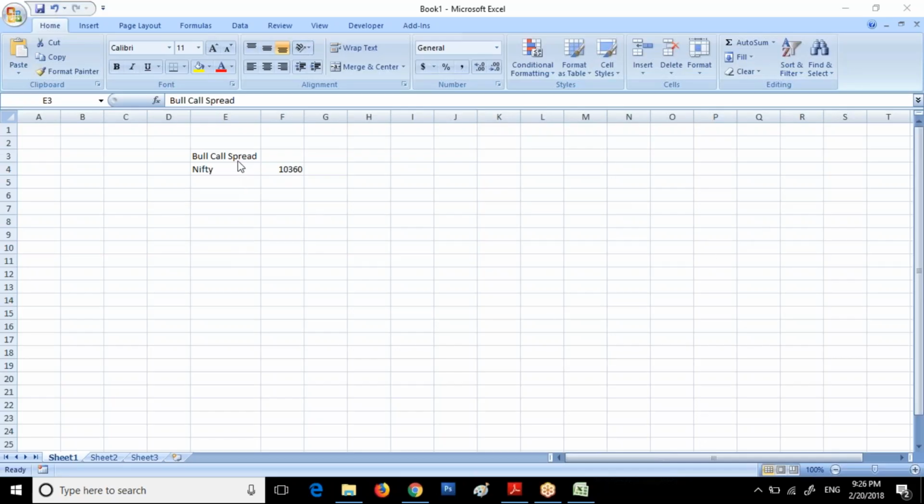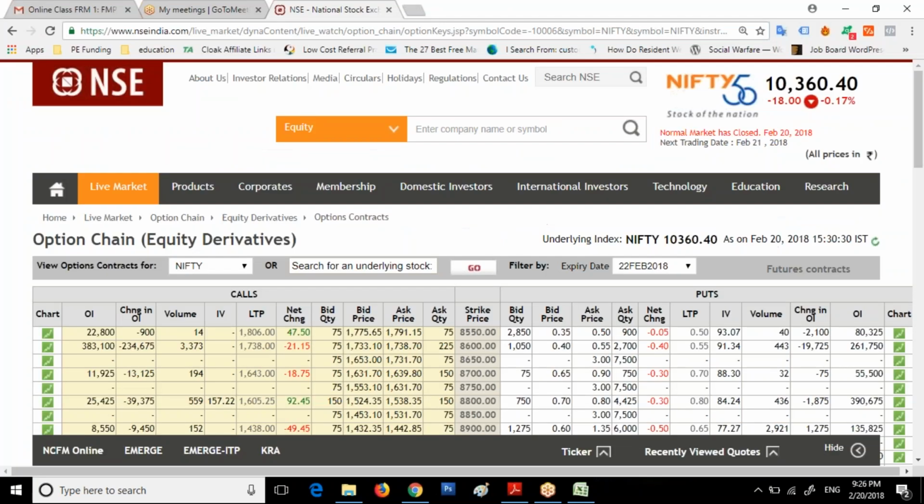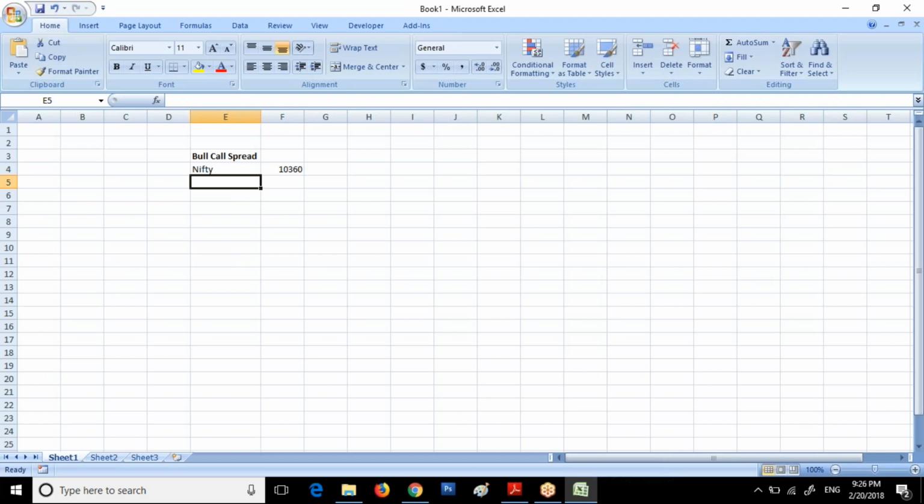Okay, so let's discuss bull call spread. Right now, currently Nifty is 10,360. We can look at the Nifty here, and this is 10,360.40. So let's leave it, give it in the round figure.